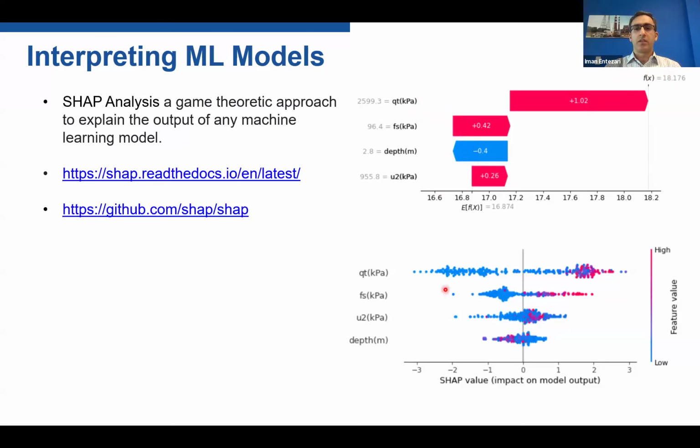If you do this analysis on the entire test set, we get a plot like this. This tells us QT is the most important parameter, because as you can see, it has the most impact on the results, followed by friction ratio, and then dynamic pore water pressure and the depth. This is interesting because most of the models out there are based on QT and FS, the ones that have high correlation to unit weight. It was interesting to see that machine learning also picked those, and those are the most important features to the model.